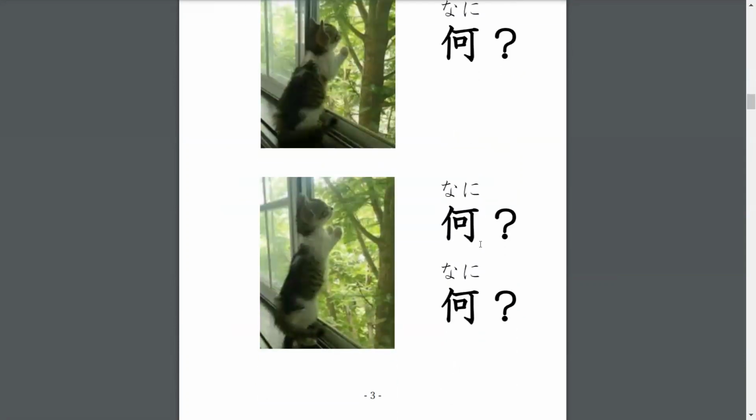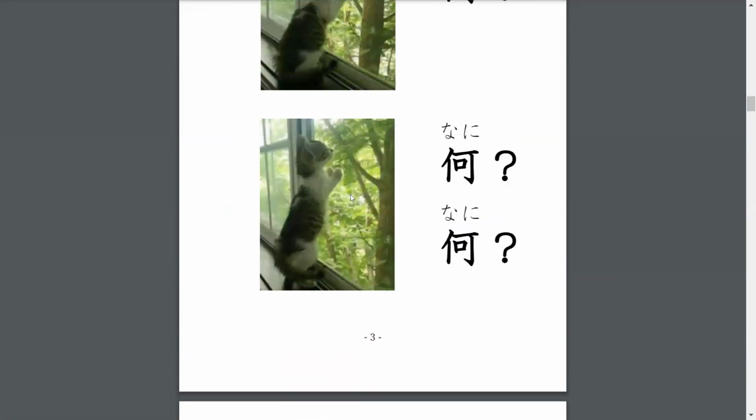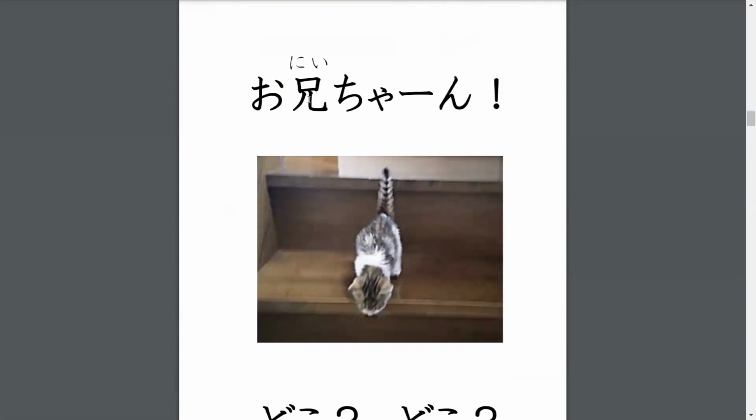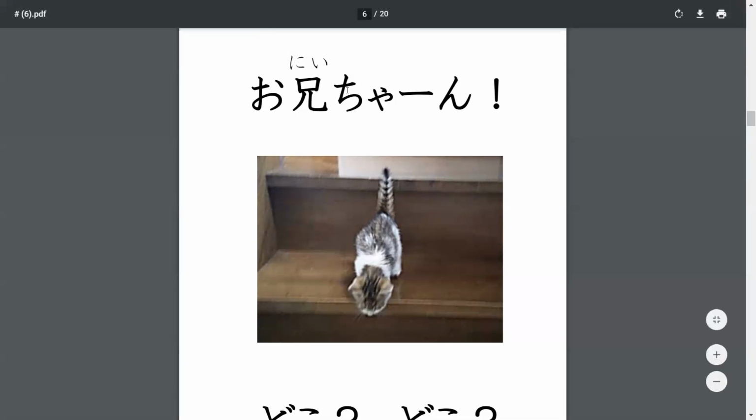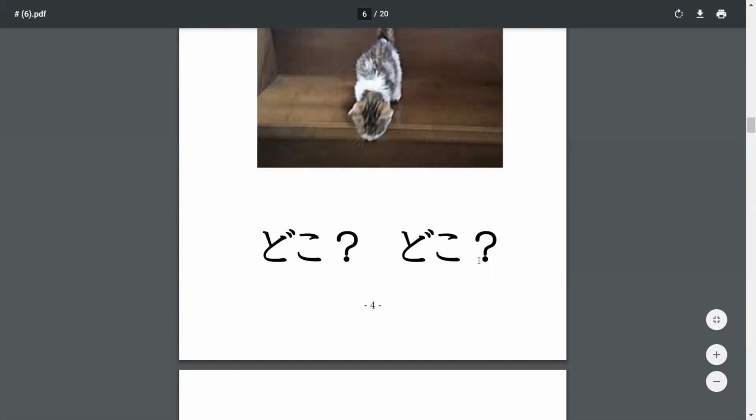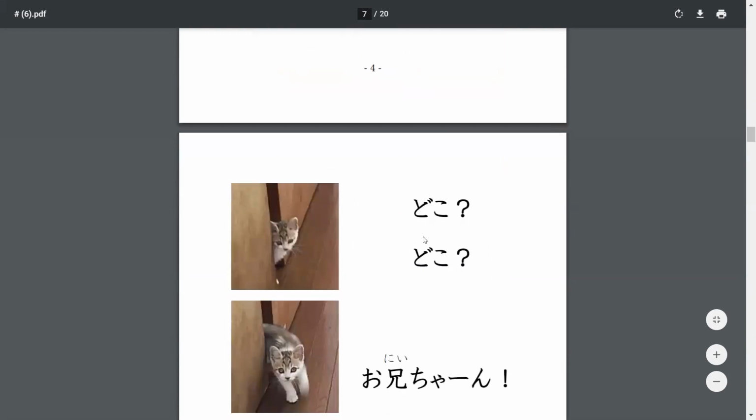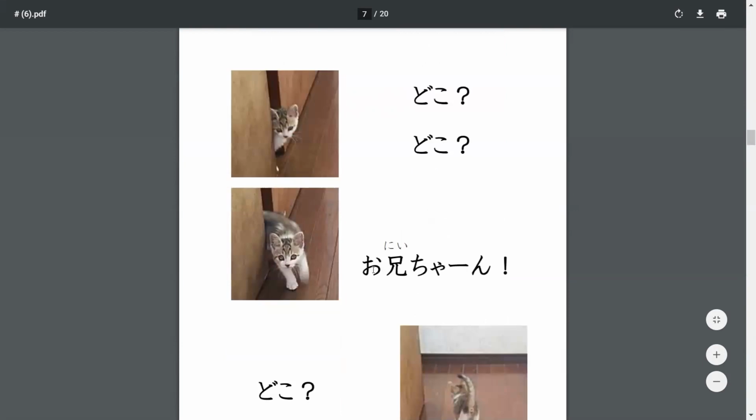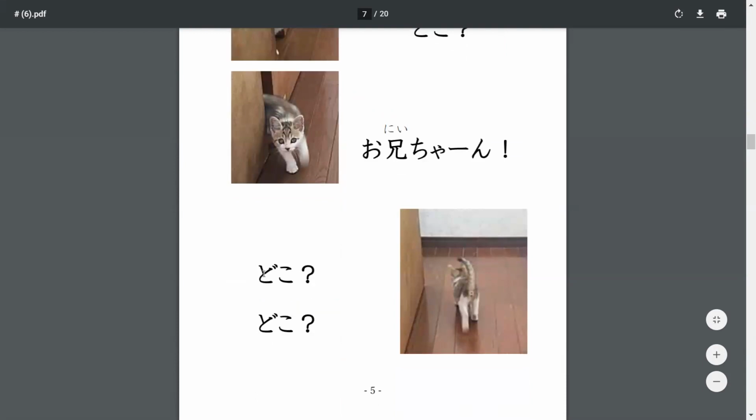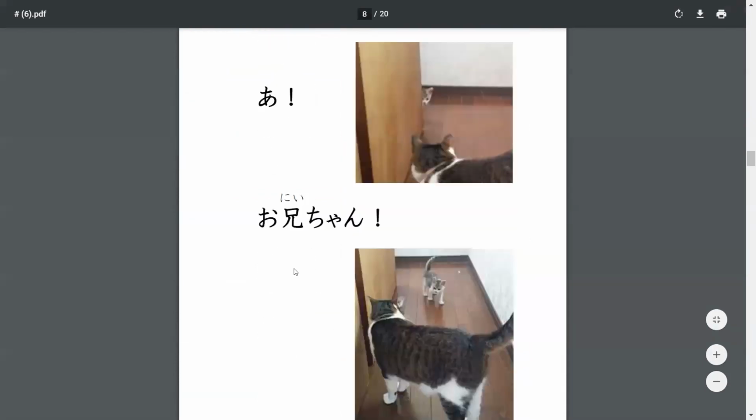Nani? Nani? What? What? Because he has no idea. Then he's calling his big brother. Big brother is actually our older brother, called ani, right? But it depends, because we also use this for endearment. So he calls his big brother. Big brother, where are you? Doko? Doko? Where? Oni-chan? He keeps looking. Ah, an interjection. Oni-chan. Okay? Older brother.